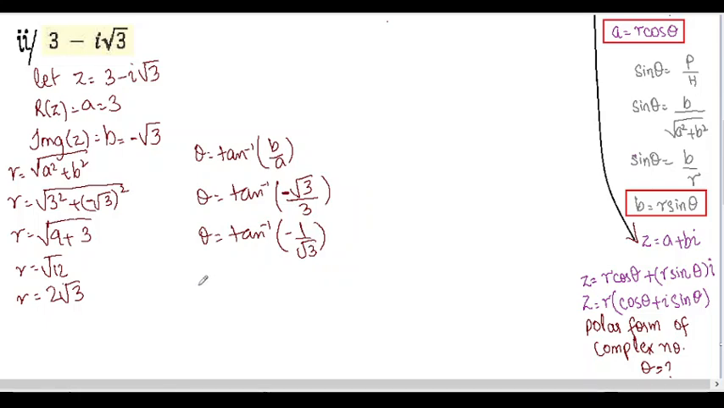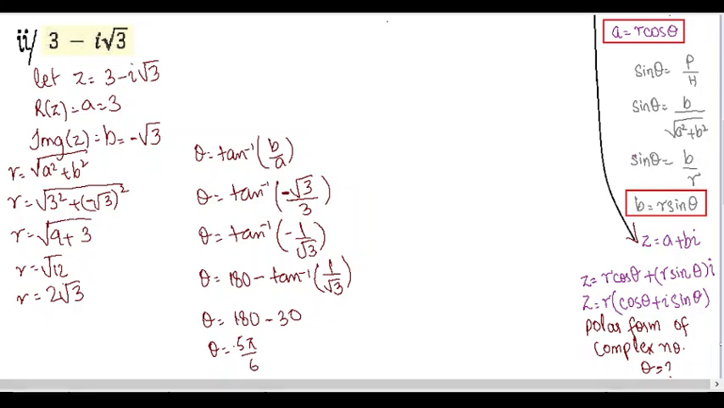Whenever a negative sign comes over here, we write theta equals 180, and this negative sign is shifted over here, minus tan inverse, and then without the negative sign we write the rest of the expression, 1 by square root of 3. So now theta equals 180 minus, when we write all of this fraction in the calculator, we get 30. So theta equals 180 minus 30, which is 150, and we can write it in the form of pi as 5 pi by 6.